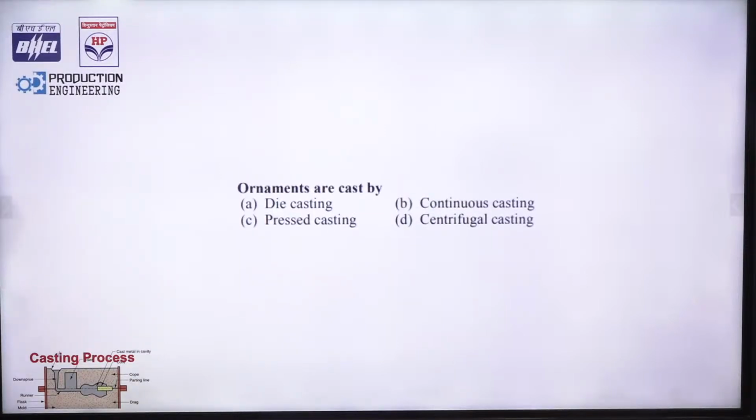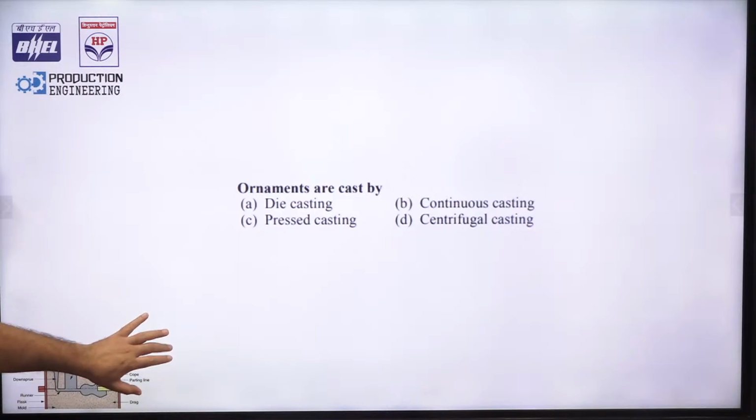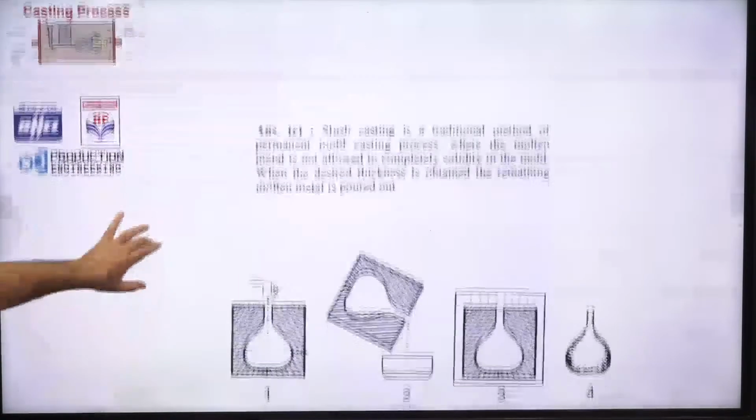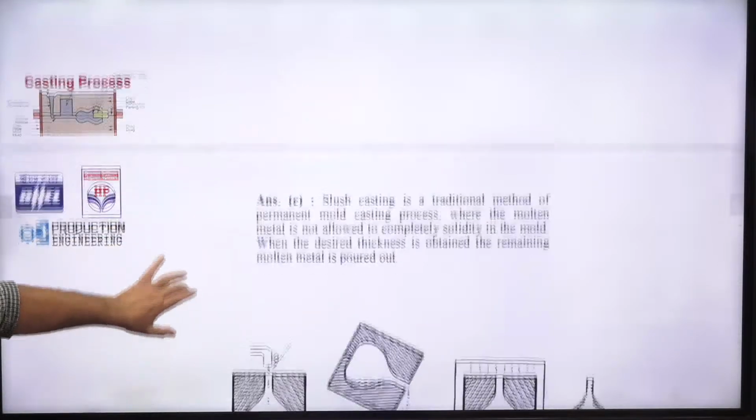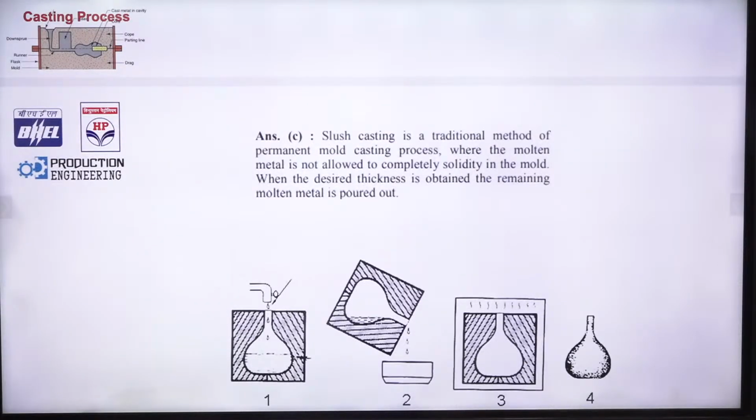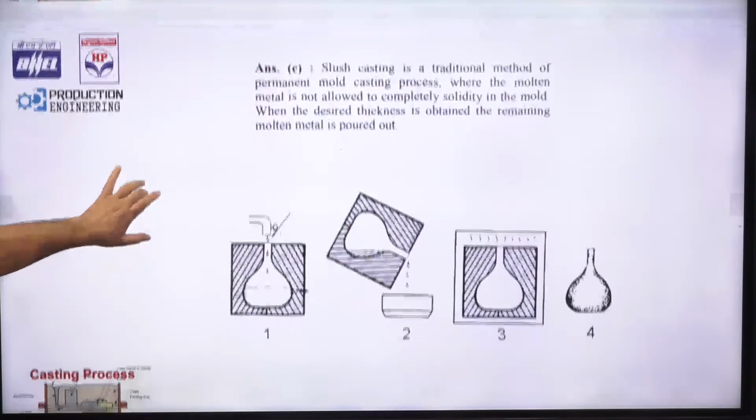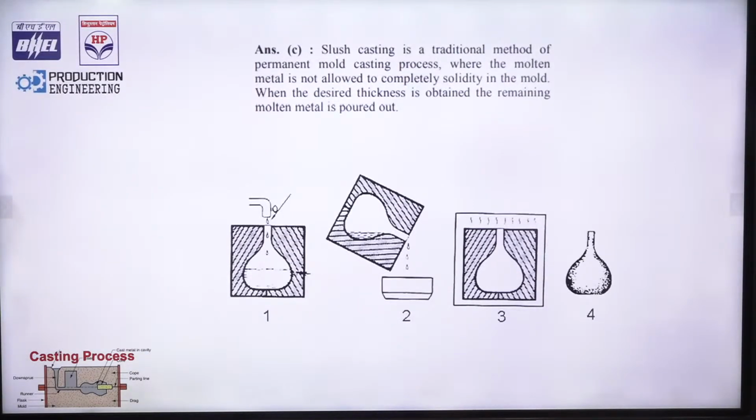Ornament. Which casting process is used for ornaments? Centrifugal, die casting, continuous casting, what? Which casting do you use? So this pressed casting is also called slush casting. Slush casting is a typical example by which ornaments can be made. You know what slush casting is?